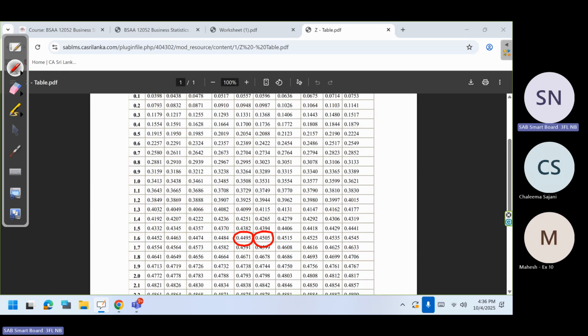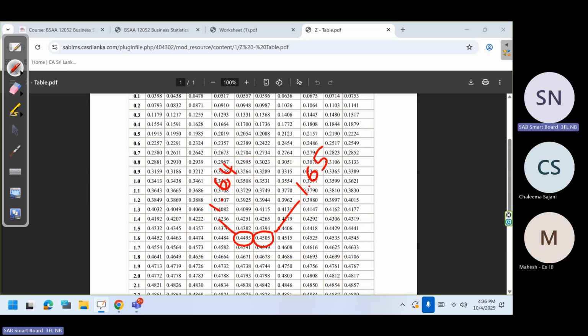And here you have two approximate values, 4495 and the 4505. Okay? Then we have two values. Then this 4495 means 1.64. Okay? Then 4505 means 1.65. It's clear? But we need to get only one Z value.